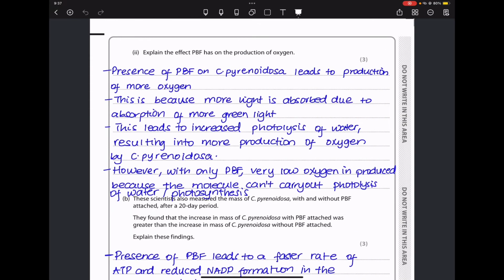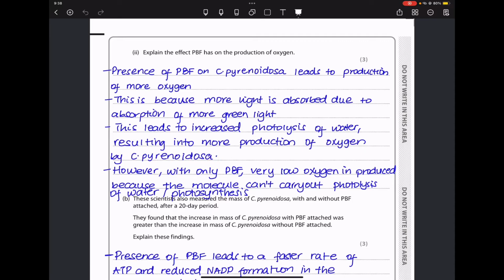Moving on. They say explain the effect BPF has on the production of oxygen. So I said presence of BPF on C. pyrenoidosa leads to production of more oxygen. And again, this is because this allows for more absorption of sunlight, more photosynthesis being carried out, more oxygen being produced. So this is because more light is absorbed due to absorption of more green light. This leads to increased photolysis of water, resulting in the production of oxygen by C.